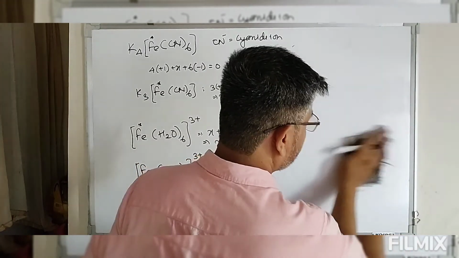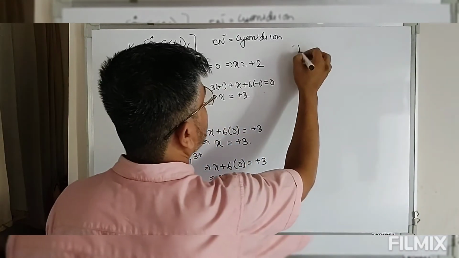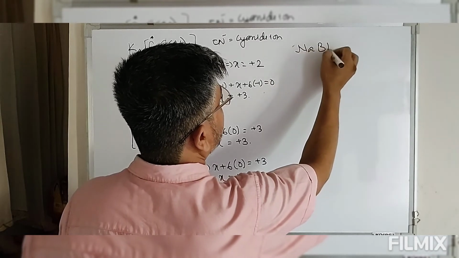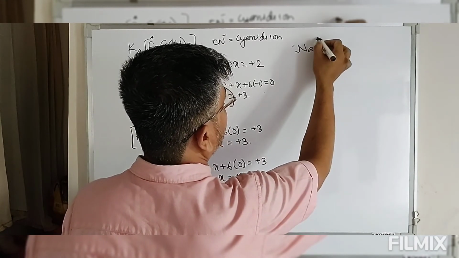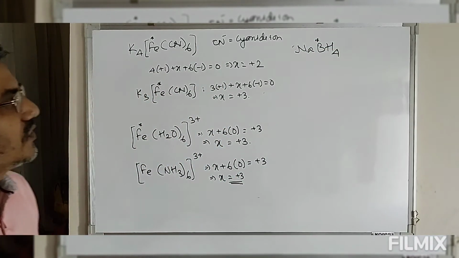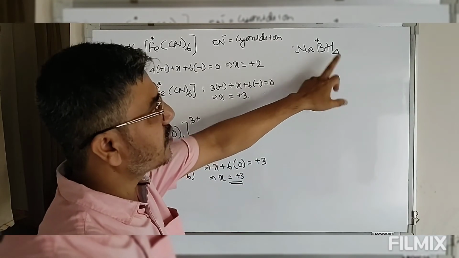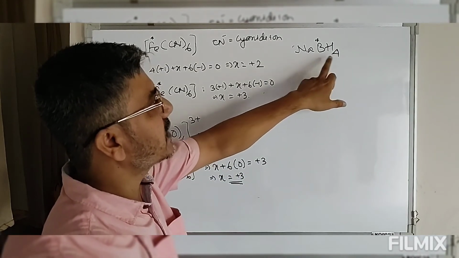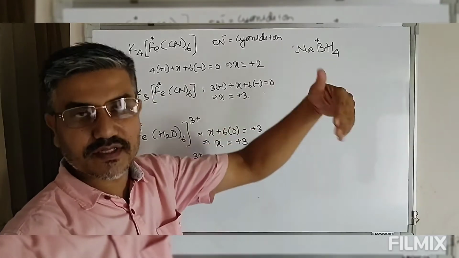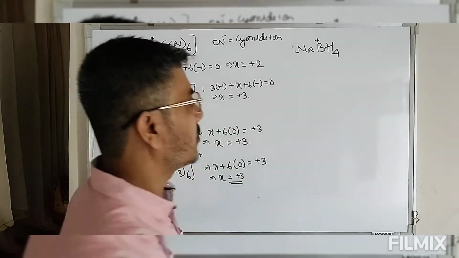Let's have some more examples. Take this, sodium borohydride. We have to find the oxidation state of boron. Now look at this. When we compare the electronegativity of hydrogen and boron, hydrogen is more electronegative than boron.